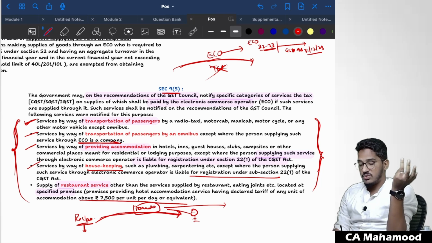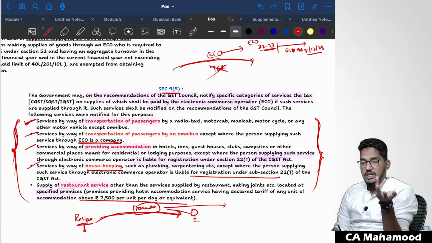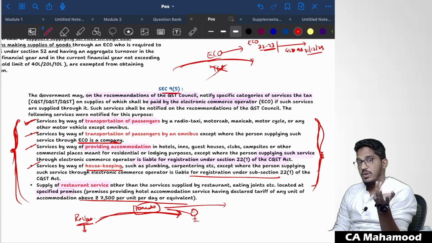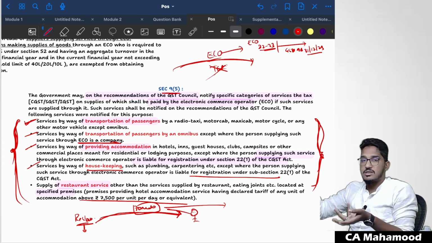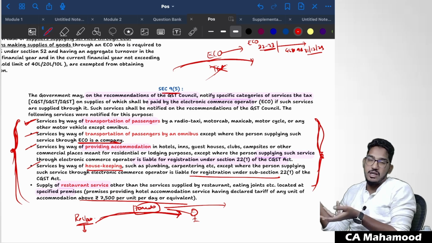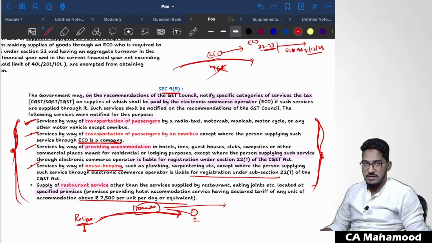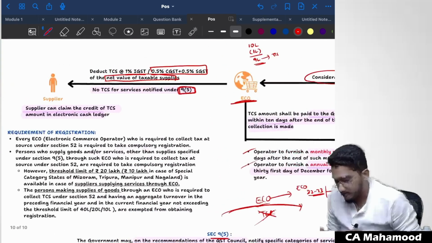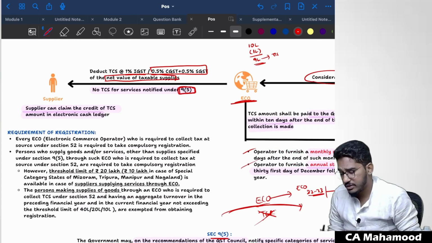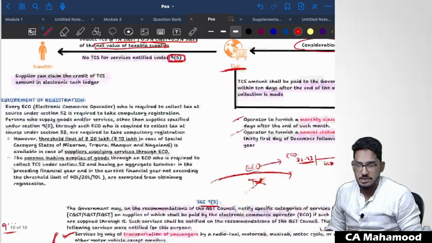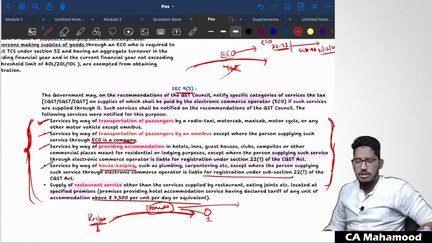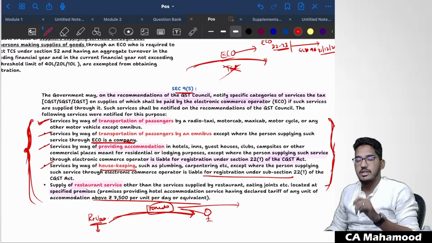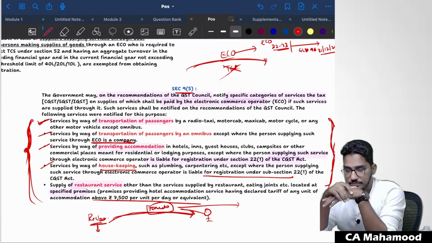In those cases, the supplier does not have the obligation to pay the tax. So that's why if any of these services given under 9 subsection 5 are provided through the e-commerce operator, in that case, the e-commerce operator only is required to pay the GST amount to the government. There is no logic in collecting the TCS in those cases. So that's what I have added here. No TCS for services notified under 9 subsection 5. If any of the services are supplied through an e-commerce operator, TCS will not be deducted on that.